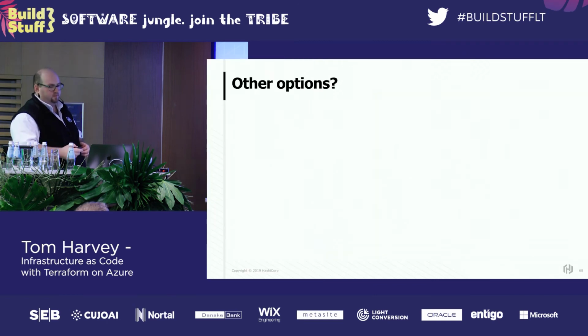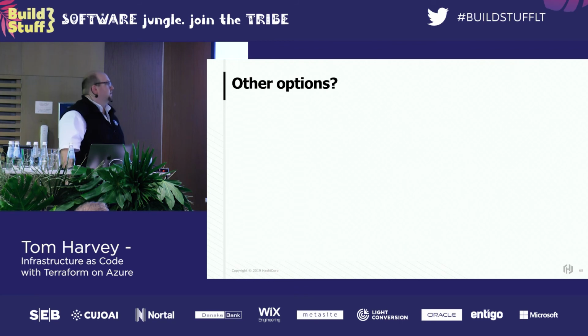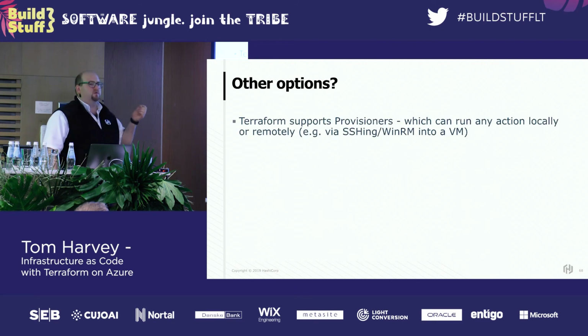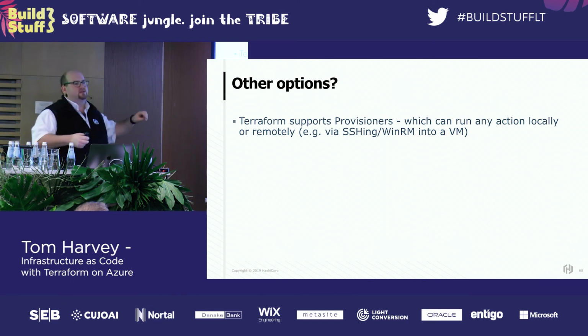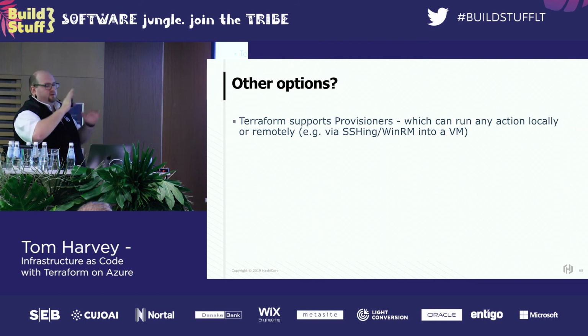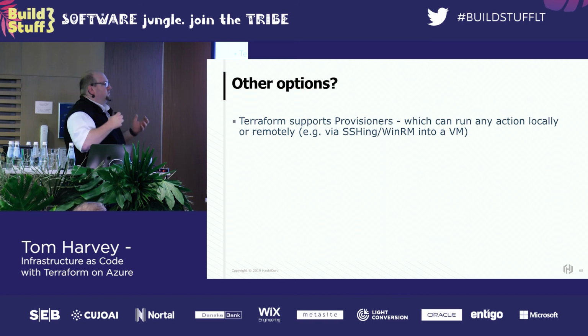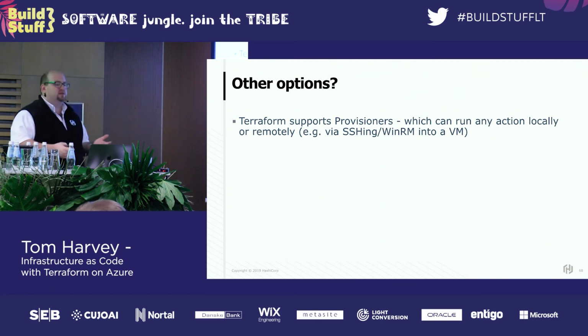Cool. So what about other options? I mentioned earlier Terraform supports provisioner, so you can SSH into a machine and run something. Or for Windows, at least till recently, you could use WinRM to do whatever you're doing on that machine. You can also shell out locally to, say, the Azure CLI or to the AWS CLI or whatever else, and mix and match things as you need to.